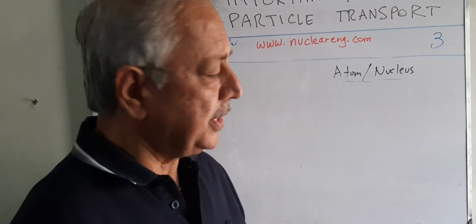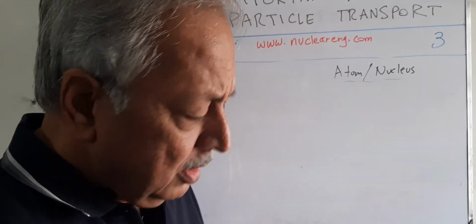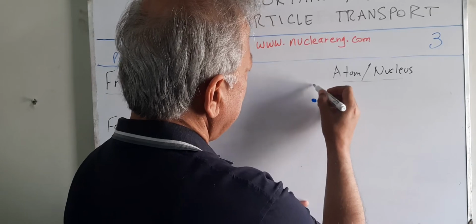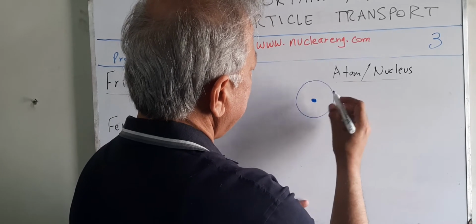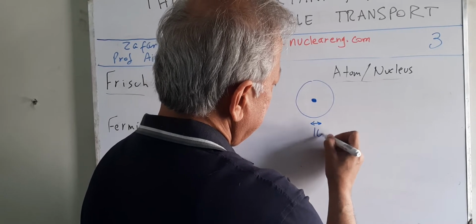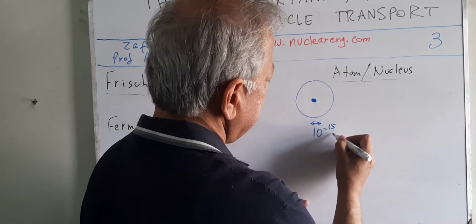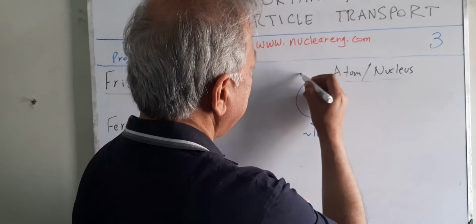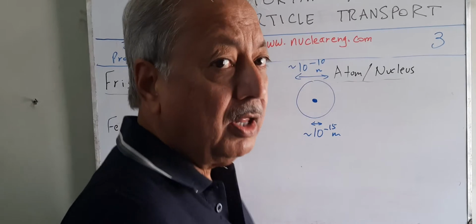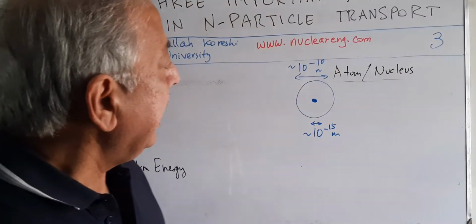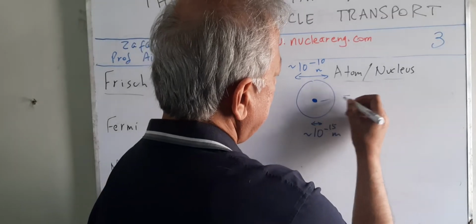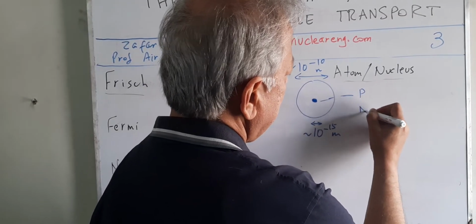So let's continue with our topic, the atom. As you saw last time, the nucleus is just a little dot in the center of the atom. The diameter of the nucleus is about 10 to the minus 15 meters, and the diameter of an atom is about 10 to the minus 10 meters. We call that the angstrom. And inside the nucleus you've got protons and neutrons.